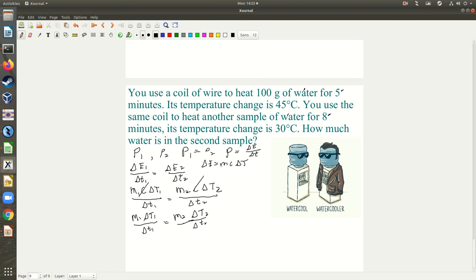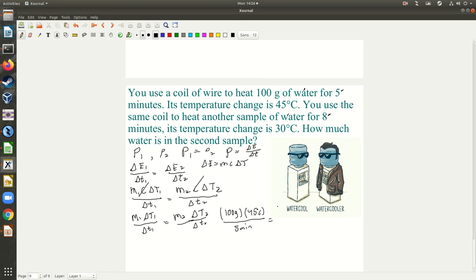Okay, now I can plug in what I know. We have 100 grams of water. Delta T1 is 45 degrees Celsius because that's the temperature change over the time. Now, normally we would need to convert minutes to seconds. You don't in this case, and I'll show you why. If you want to do it to be on the safe side, by all means do that. So 100 grams, 45 degrees Celsius, 5 minutes.